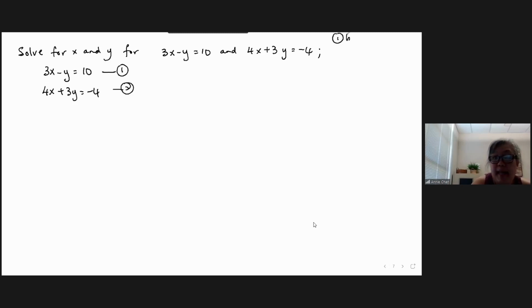One method is by elimination, which is exactly what we did for the exponential formula. We eliminate one of the variables, right? We take off one of the variables. And then the second method is by substitution.